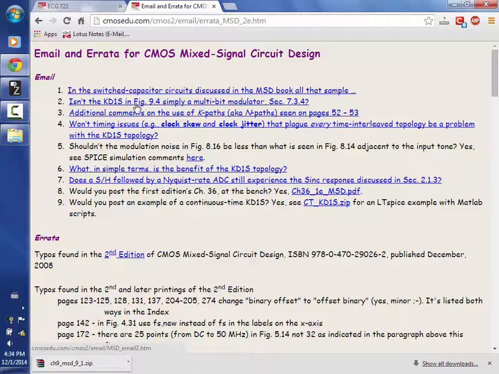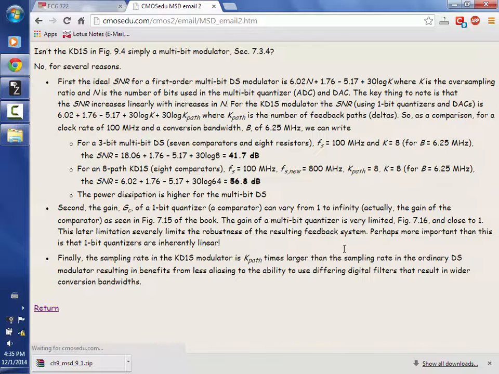Isn't the 8-path simply a multi-bit modulator, section 7.3.4? First, the ideal, okay, make sure you know this, all right? Because this is something someone could ask you. When you look at the multi-bit modulator, you're using 7 comparators, and in 8-path you're using 8 comparators. Well, aren't they exactly the same? When I look at the outputs, they look the same to me. Okay, so go through and make sure you understand the difference in those topologies, all right? Any questions?